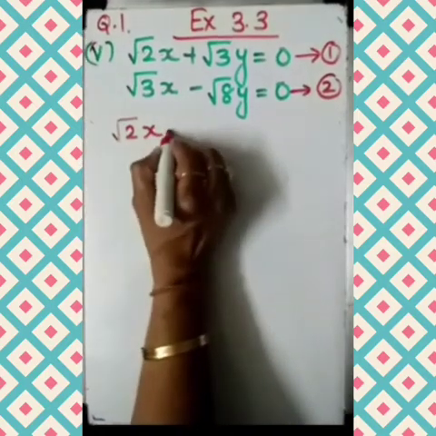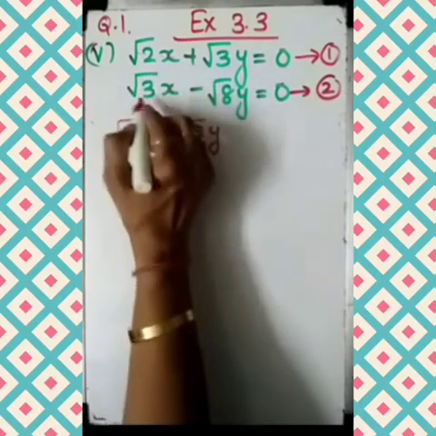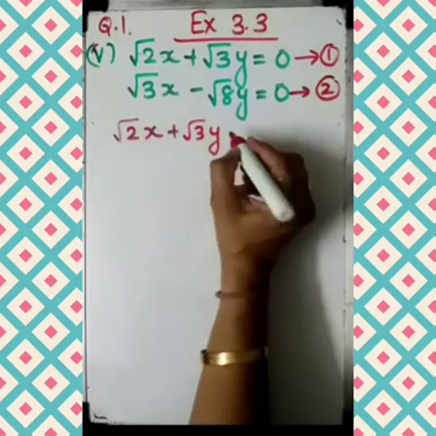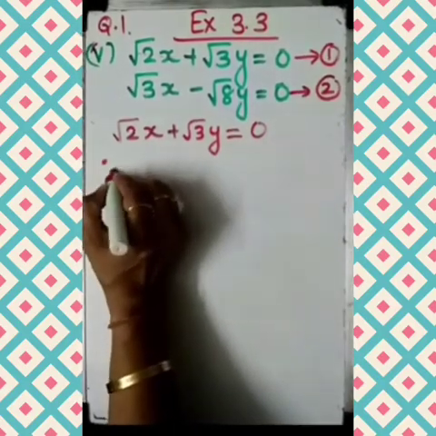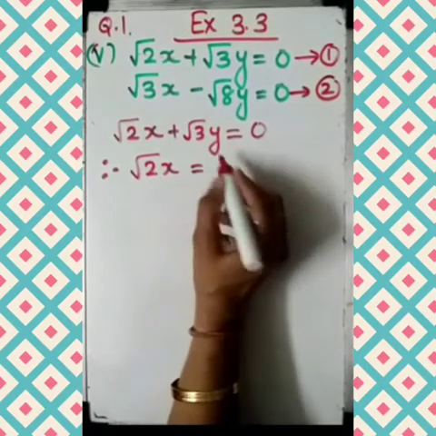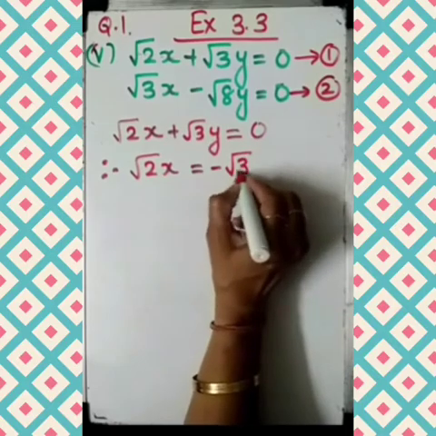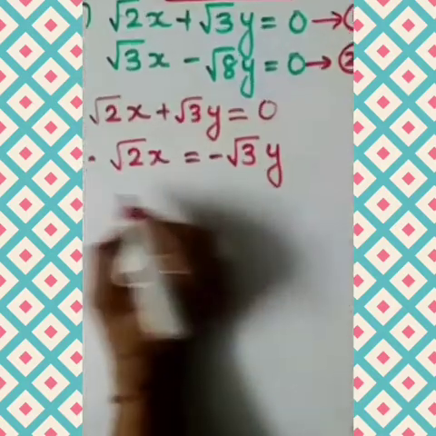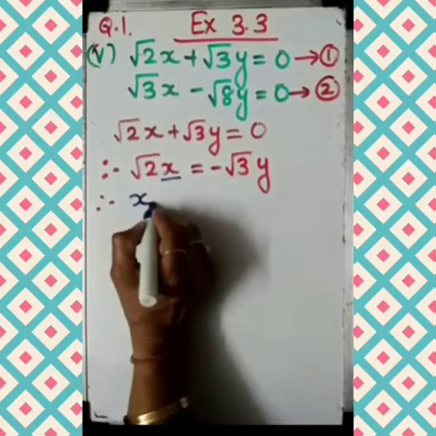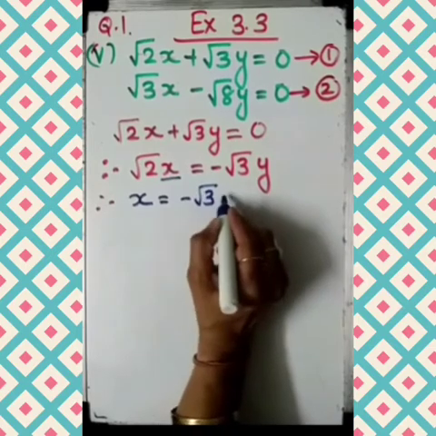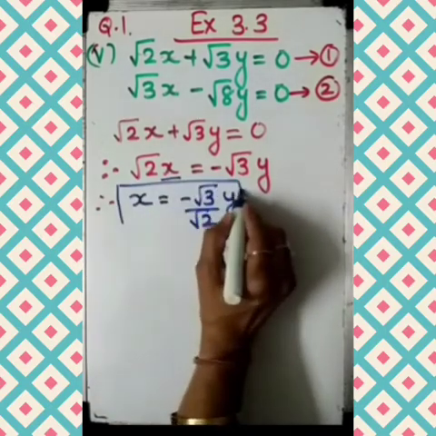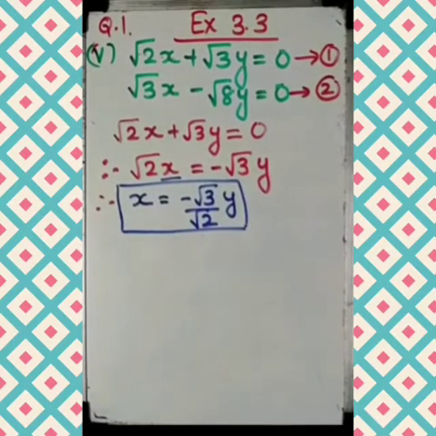Students generally, when they see these types of irrational numbers, are very much afraid of them. But dear student, these are very easy. So what we have to do: root 2x equals, this we will take to this side, so it is minus root 3y. Now let me make x the subject. If I make x the subject, then here I have minus root 3y and this root 2 will go down. So finally we will have this result for x.